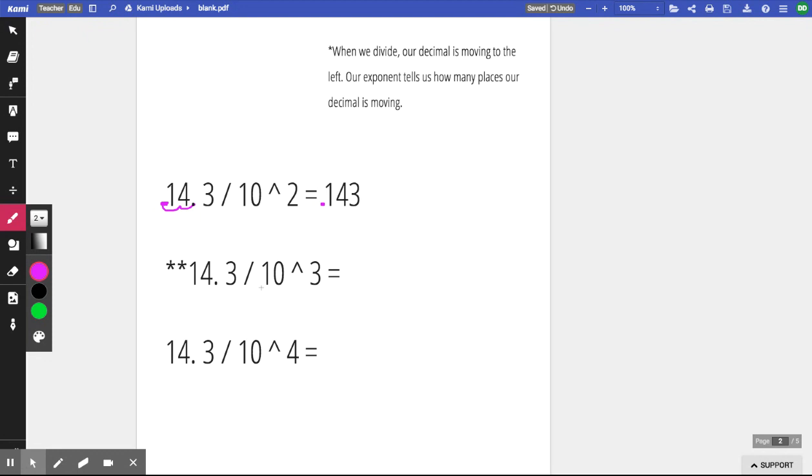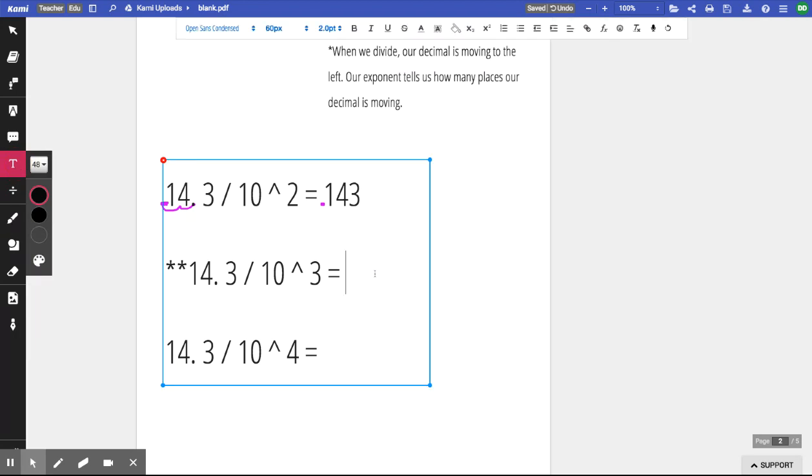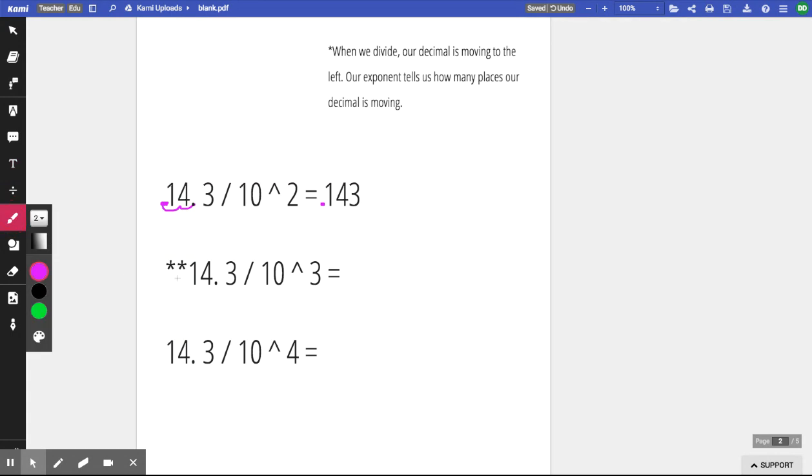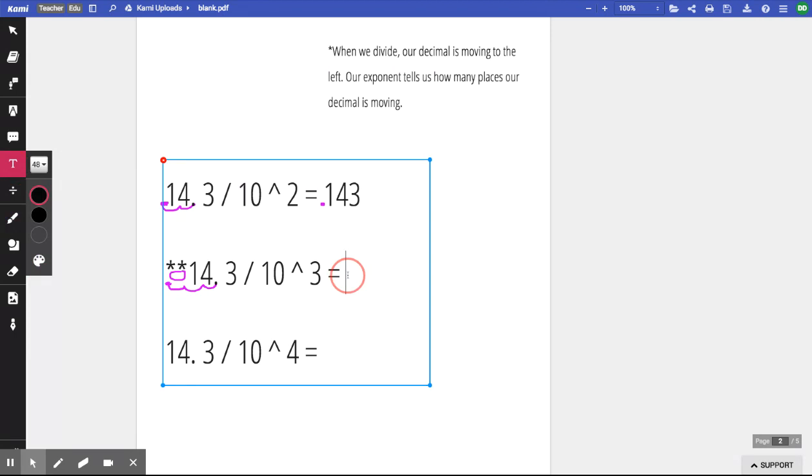For the next problem, 14 and 3/10 divided by 10 to the third power. Same thing. I'm moving my decimal point 3 places to the left. 1, 2, 3. Point 0.0143.